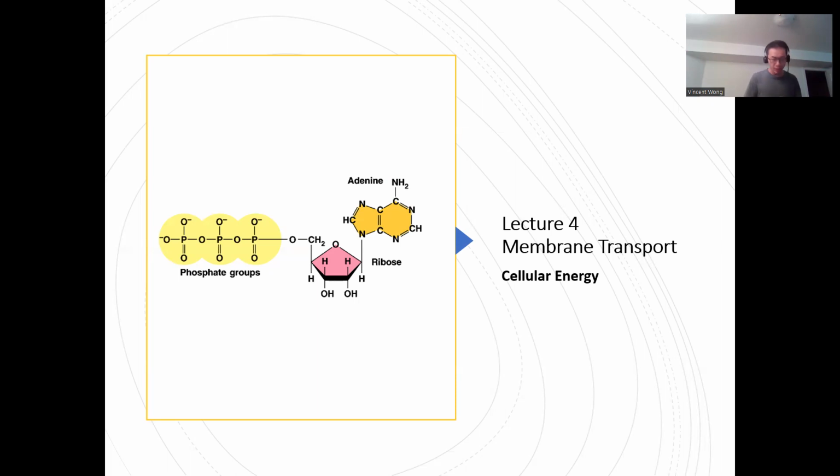Now, before we get into that, we're going to take a few moments to learn about cellular energy, like where the cell obtains its energy and how it's going to be spending this energy. And that brings us to this molecule that we have been talking about a few times now. It is called ATP.